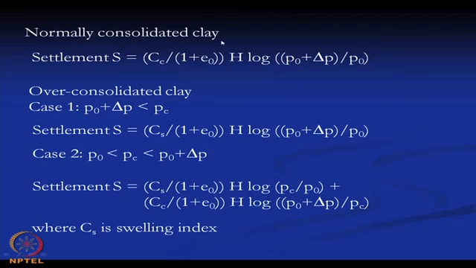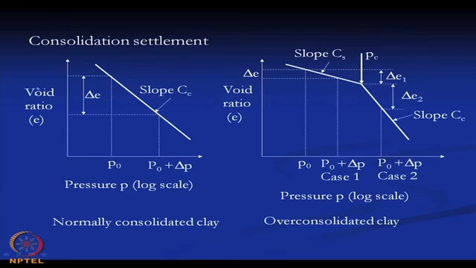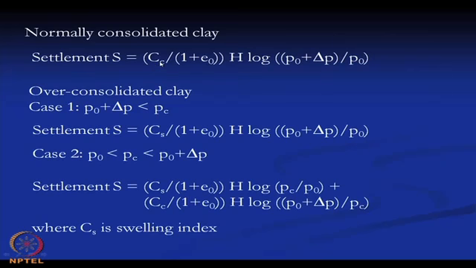Now, for the normally consolidated clay, how will we calculate the settlement? S is equal to CC divided by 1 plus e0, into H, into log of P0 plus delta P divided by P0. This is the settlement calculation for this portion. Here CC is the compression index, e0 is the initial void ratio, H is the thickness of the soil layer for which we are determining the settlement, P0 is the initial applied stress and delta P is the additional stress.